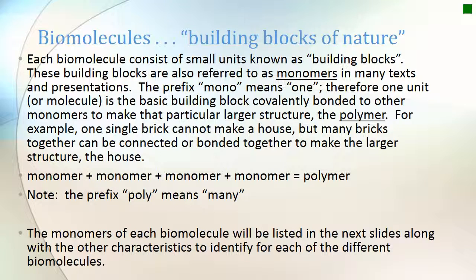So consider all of these biomolecules to be polymers. Those complex carbs are a polymer. The larger proteins, or proteins in general, are the polymer. The triglycerides, for example, they are the polymer. And the DNA and the RNA, they are the polymer. So, going forward, we will list the monomers for each of the biomolecules in the next slides, along with other characteristics that you should be able to identify for each different biomolecule.